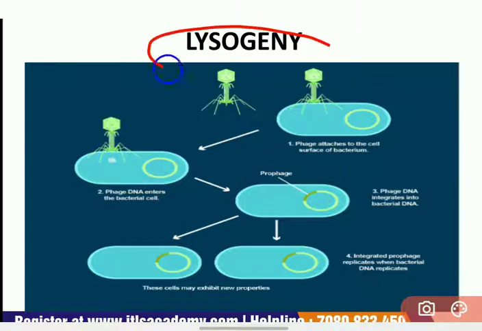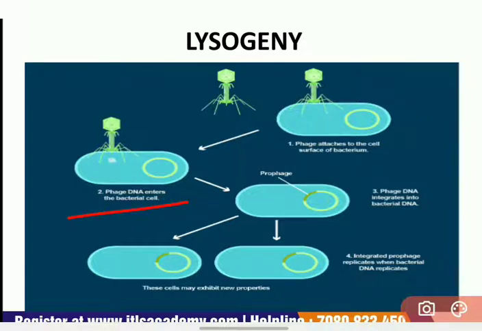Next cycle is our lysogeny. As we know, in the case of the lytic cycle, there is lysis of the bacterial cell, but in the case of lysogeny, there is no lysis of the bacterial cell. So let's start with lysogeny. The first step is the phage attaches to the cell surface of the bacterium. The process of attachment will be the same as we discussed in the lytic cycle.